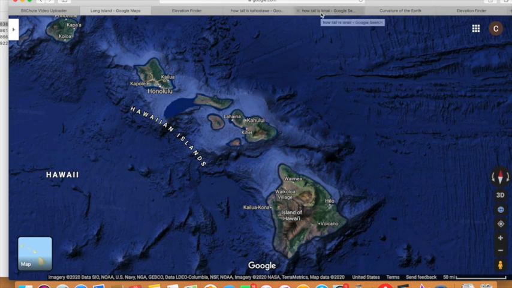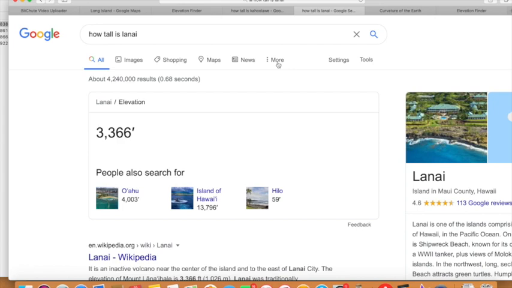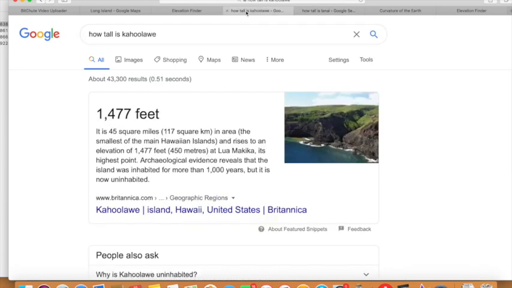All right, so let's go back to our map, and I want to know how tall our islands are. Start with Lanai. Lanai is 3,366 feet of elevation. Looks like a Freemasonic number to me. And how tall is Kaho'olawe? Kaho'olawe is below 1,500 feet, which is 1,477.